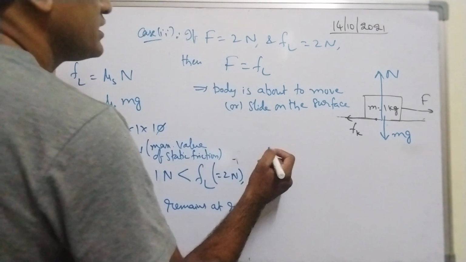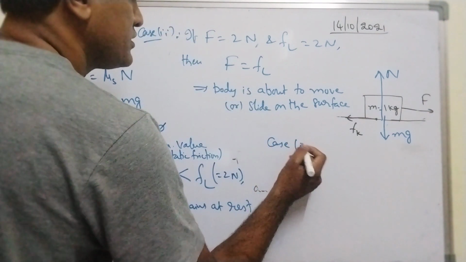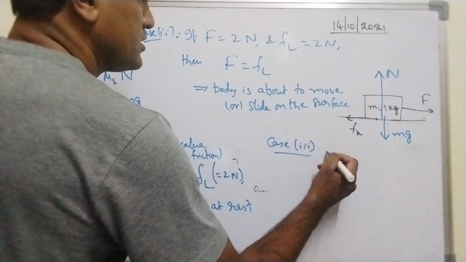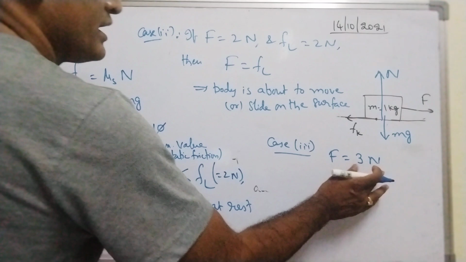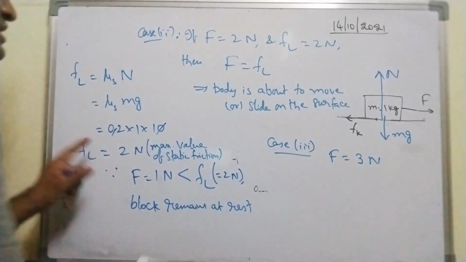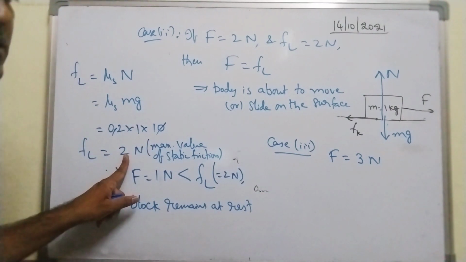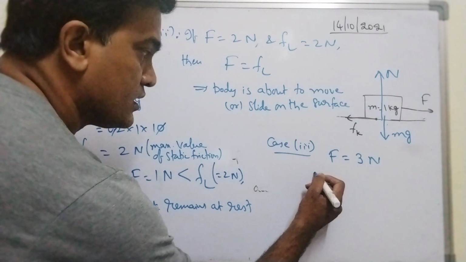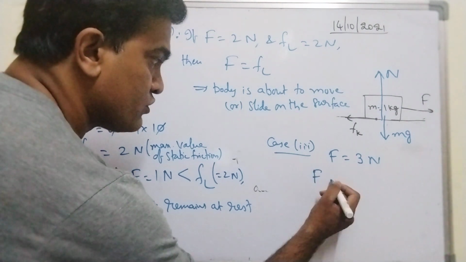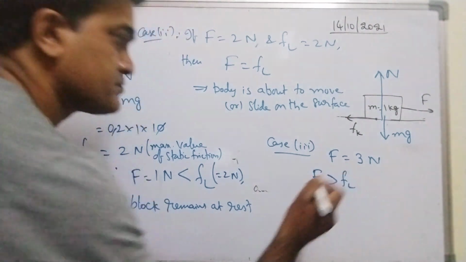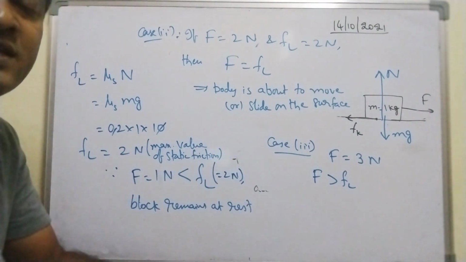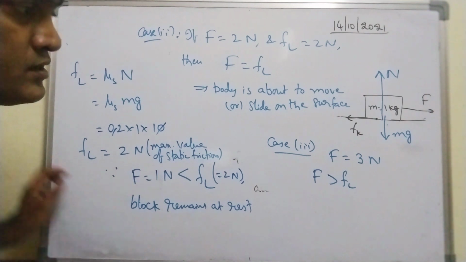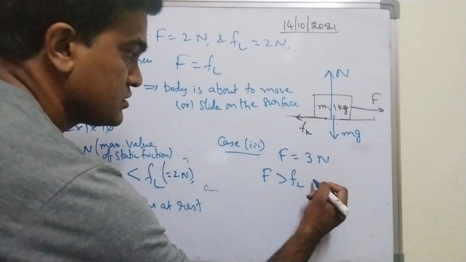And case 3 I will take. Case 3, as applied force I have given as 3 Newton. And this 3 Newton is applied force, limiting frictional force is 2 Newton. So applied force is greater than limiting friction now. When applied force is greater than limiting friction, the block will accelerate. The block moves.